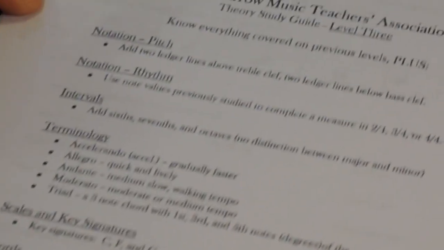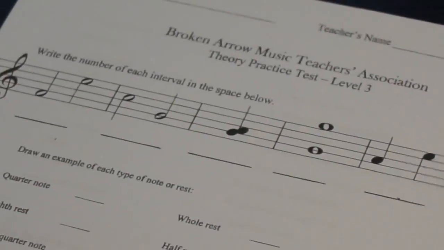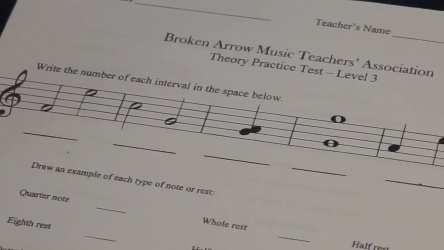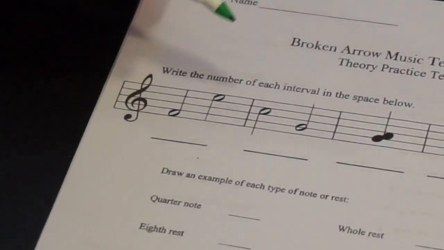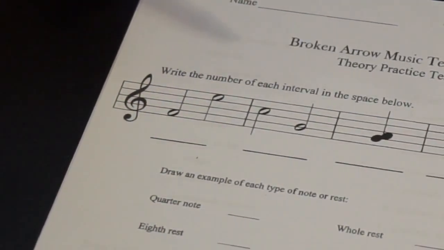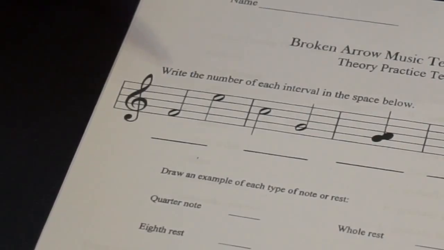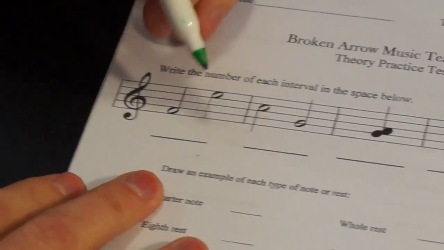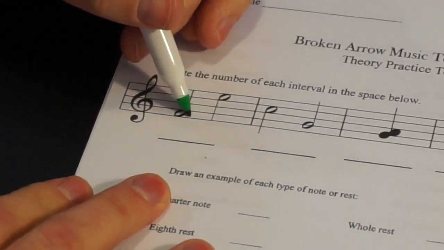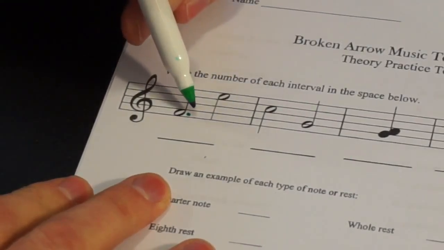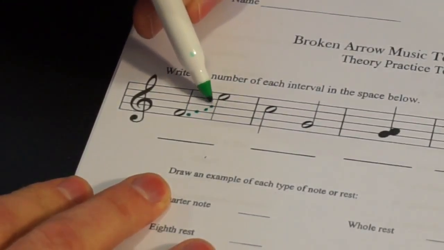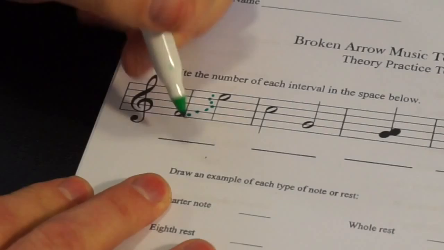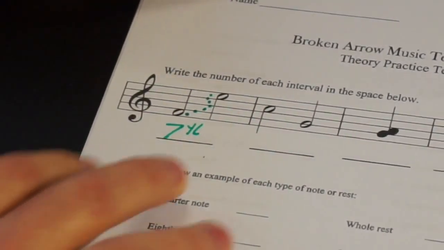All right, there we go. Let's get to the practice test now. Okay, practice test. Write the number of each interval and space below. This is how most of these tests start, with intervals. You, however, are growing in your knowledge of intervals, and so it's still the same methodology. Just start with this one, count it as 1, don't count it as 0. 1, 2, 3, 4, 5, 6, 7. So that's a seventh.